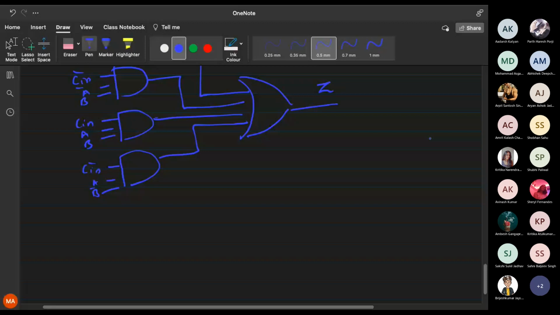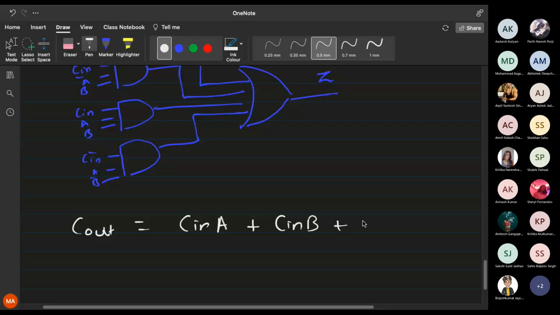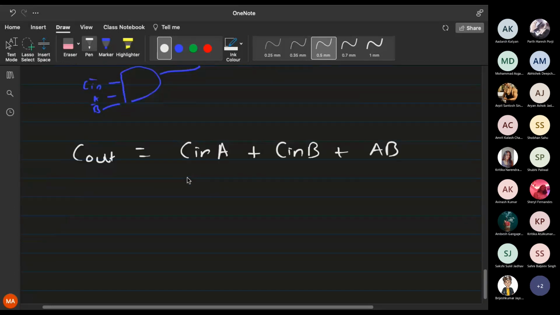Okay. So I'll just write down the equation for carry. So carry is given by C out. I'll just write down C out. That would be much better. So C out is equal to C in A plus C in B plus AB. Everybody is getting this as the output? Yes. From this, can you draw the circuit? Yes, you can do that.